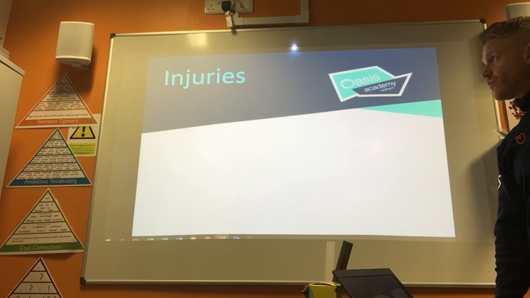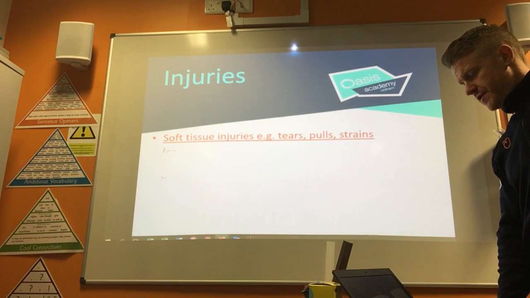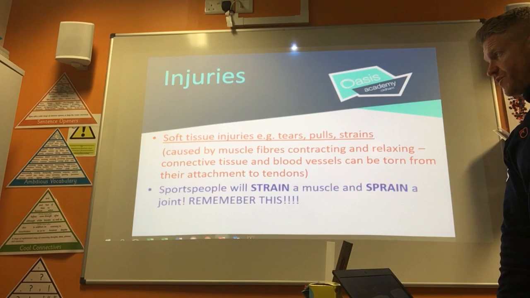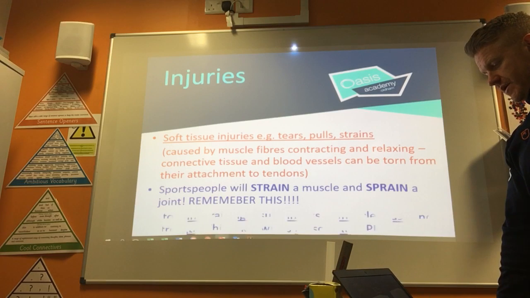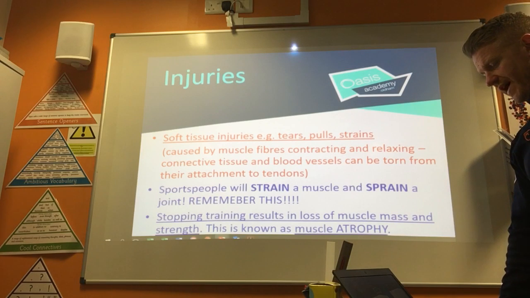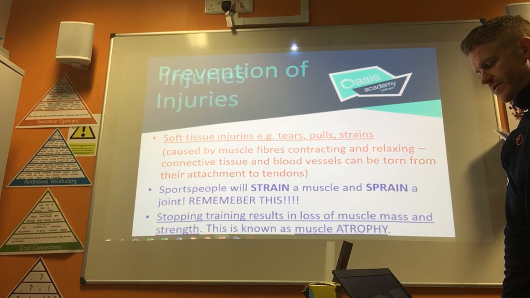Okay, injuries. What soft tissue injuries can you get to your muscles? Well, these are tears, pulls and strains. Okay, these are caused by muscle fibres contracting and relaxing, connective tissue and blood vessels can be torn from their attachment to tendons. Sports people will strain a muscle and sprain a joint, remember that. When you stop training, this results in a loss of muscle mass and strength, which is known as muscle atrophy. Okay, so atrophy is losing the muscle mass, hypertrophy is the opposite, is gaining the muscle mass.